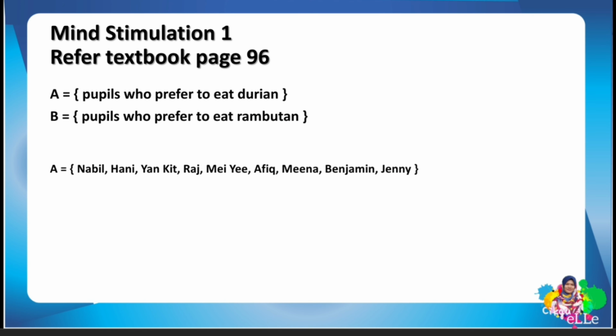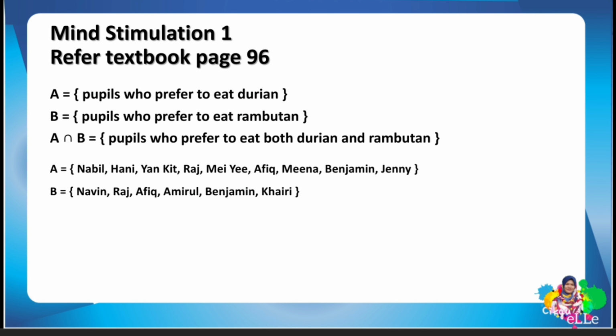Okay, you list all the elements of set A, which are Nabil, Hani, Yankit, Raj, Mei, Afiq, Mina, Benjamin, and Jenny. And the elements of set B are Navin, Raj, Afiq, Amirul, Benjamin, and Khairi.